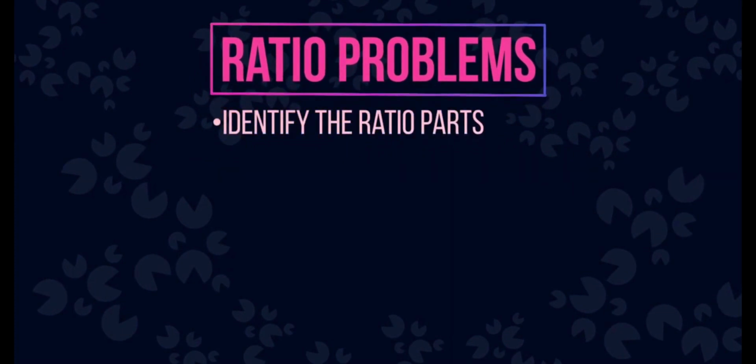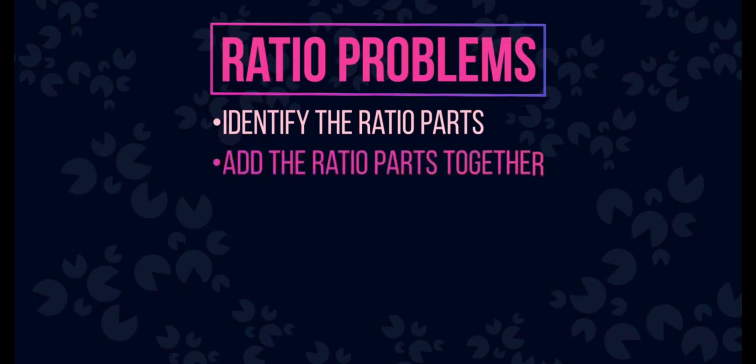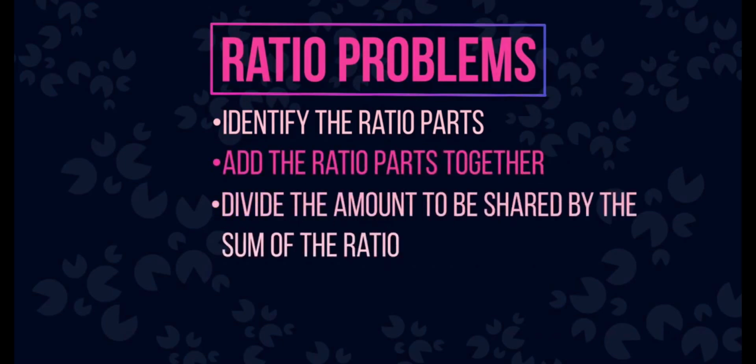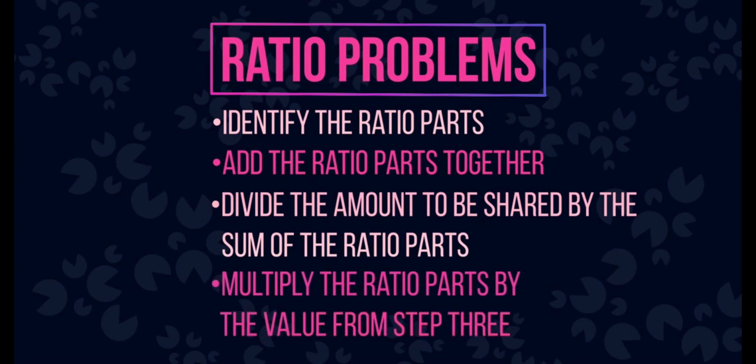Here are some important things to remember when it comes to any ratio problem. Firstly, identify the ratio parts. Secondly, add the ratio parts together. Thirdly, divide the amount to be shared by the sum of the ratio parts. And finally, multiply the ratio parts by the value from step 3.